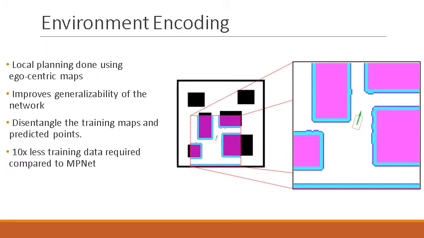Like all other local planners, we generate a kinematically feasible solution for a small section of the map. In order to generalize the network to different maps, the obstacle representation to the encoder network are egocentric to the robot. This can be viewed as a normalization step to disentangle the robot position and the global map to predict the next state. This allows us to achieve generalizability to unknown maps using 10 times less data compared to MPNet.